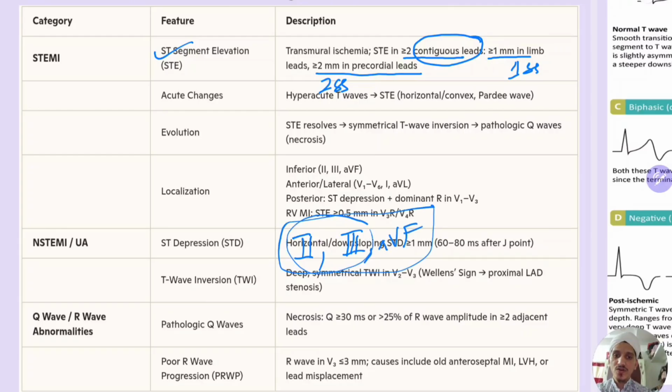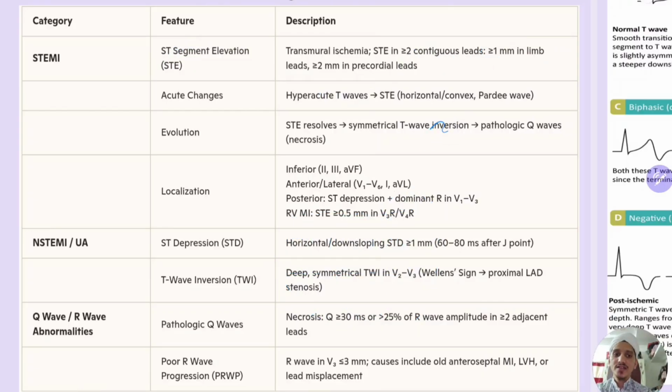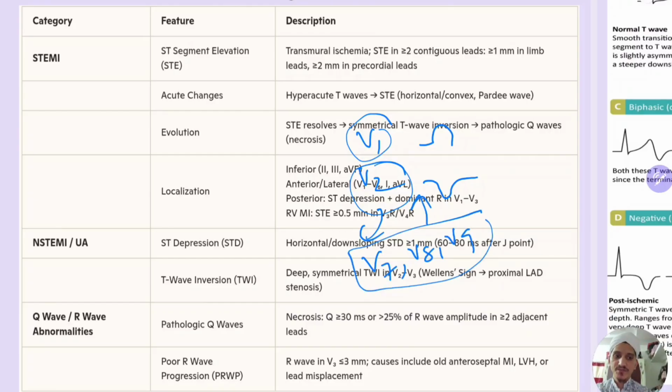In these leads, at least 2 of them, either these two or these two, should have elevation. So in inferior infarction, these are the contiguous leads. In lateral infarction, 1, aVL, V5, V6 are the contiguous leads. In anterior infarction, V1, V2, V4, V5 are the contiguous leads. And in posterior infarction, V1 and V2 you will see, but instead of elevation, you will have depression. Then you will attach V7, V8 and V9 leads, and confirm the posterior infarction.